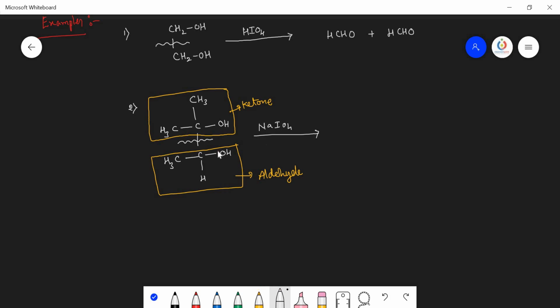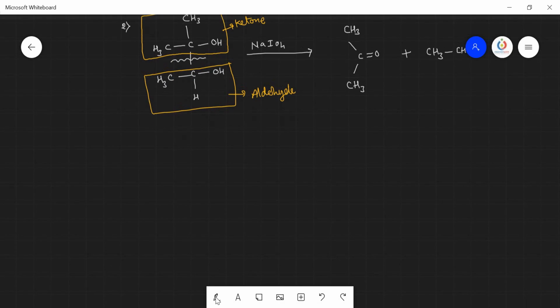Okay, now let us see their respective products. Since we have broken this bond, this carbon atom will be converted to the keto group. The remaining CH3 groups stay as they are. So CH3, C double bond O, CH3, acetone, plus here one hydrogen is there, so this group will be oxidized to the aldehyde. The CH3 group remains as it is, so this is CH3CHO. Hope you understood. Now let us take one more example.